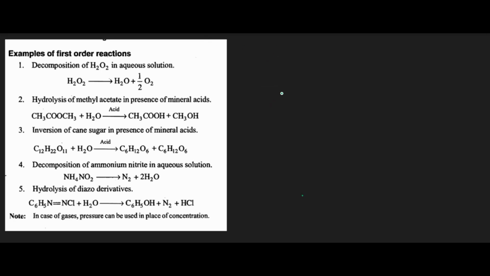In the last class, we discussed the zero order reaction. Now we are going to discuss first order reactions. A first order reaction is one where the order of the reaction is 1, according to the rate law. Here we have given a few examples of first order reactions, which are determined experimentally.